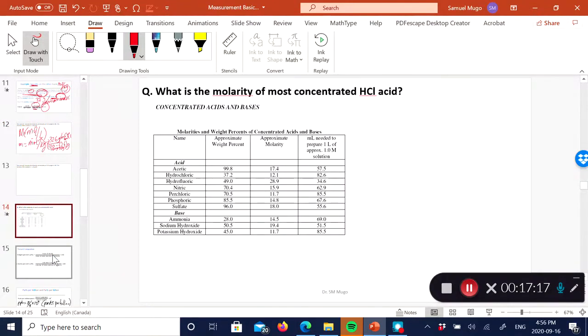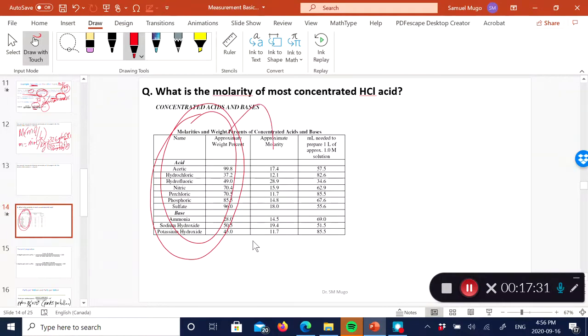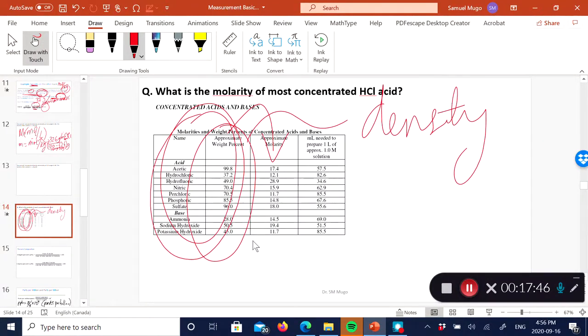Now, it's important to remember the importance of doing this. When you get a reagent from the manufacturer, in most cases it is given in percent. And so you need to convert it to the molar concentration in the way that I've shown you. All you need to know is that, so long as you have the density, you can convert weight percent into molarity.